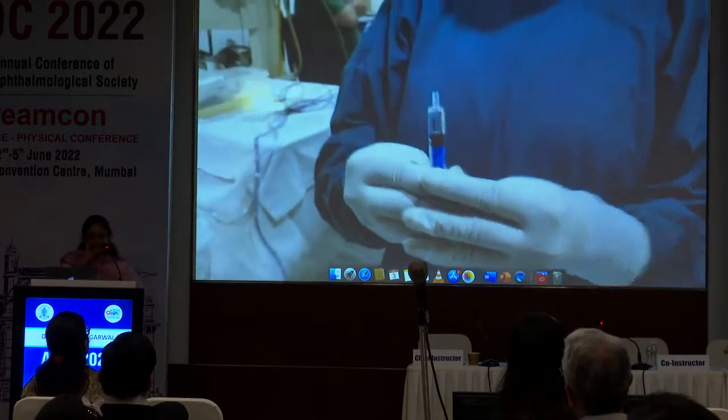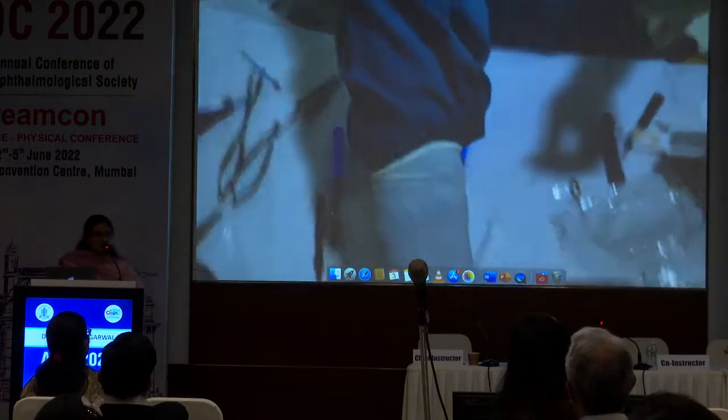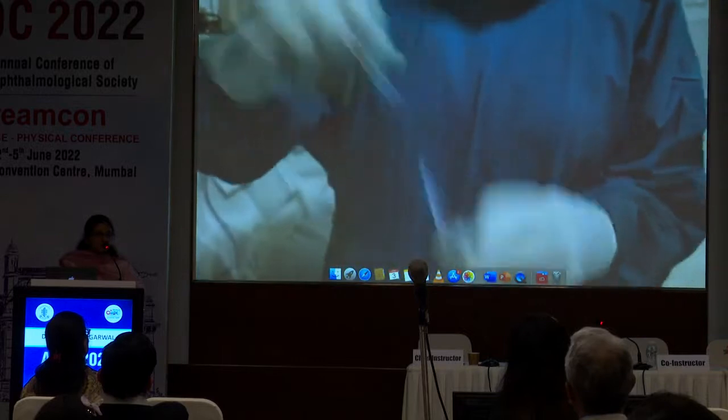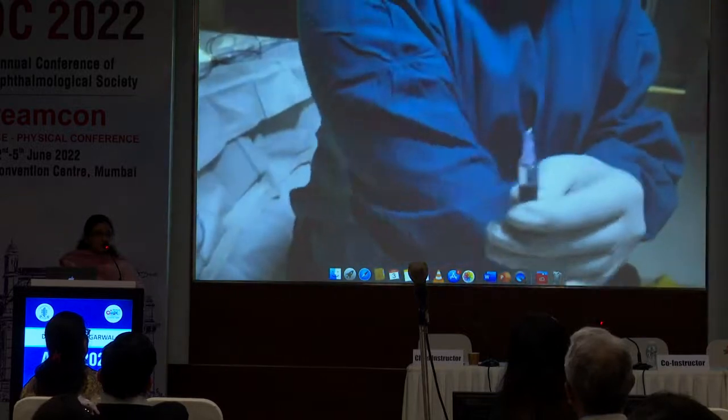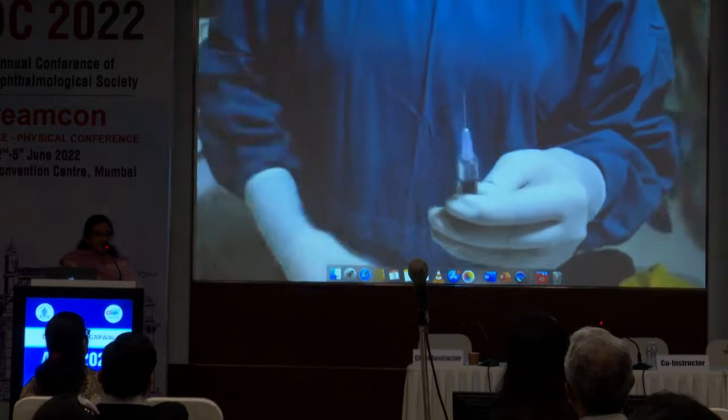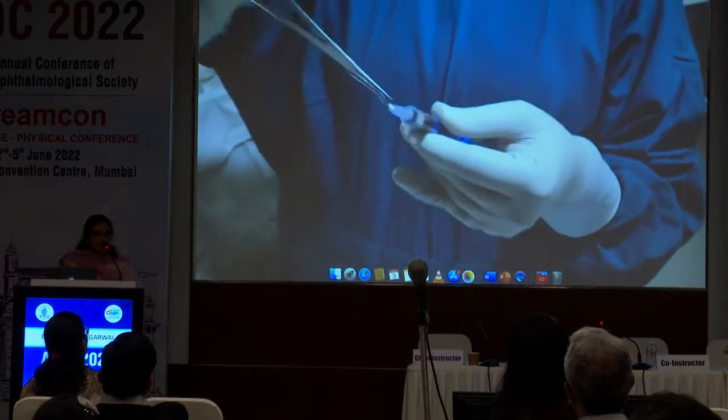Now, once you've got the sample in the syringe, it's a good idea to cover it up with a needle and rotate this needle so that there's no contamination, and cover it up with a sterile cap.